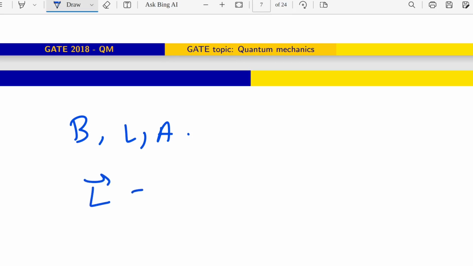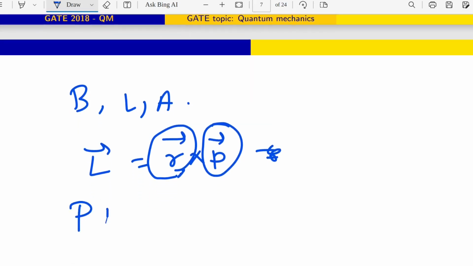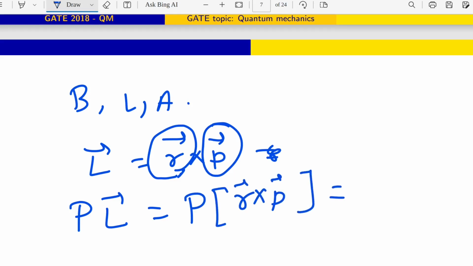Okay, so what is L? L I can write as R cross P, right? L is the angular momentum, R is the linear length, and P is the linear momentum. So after operating parity on L, R cross P, what will happen here? R will become minus R, P will also become minus P.